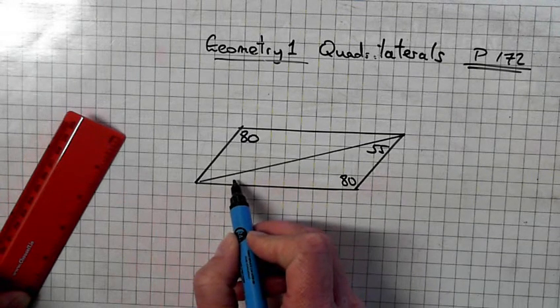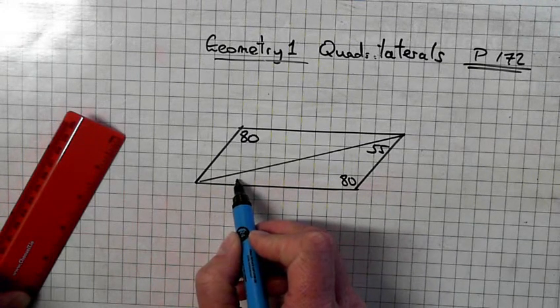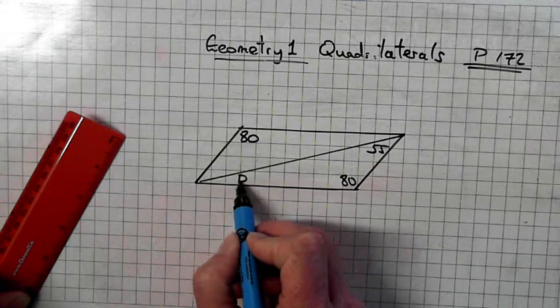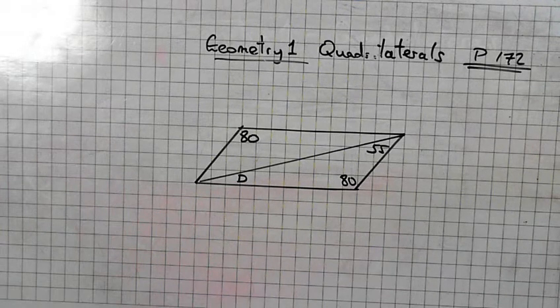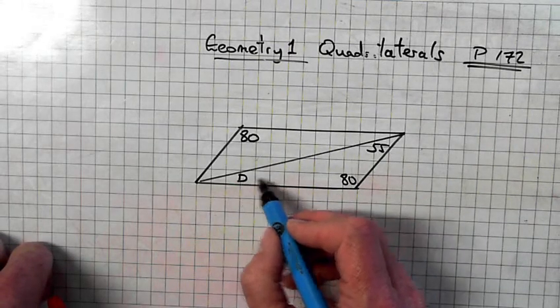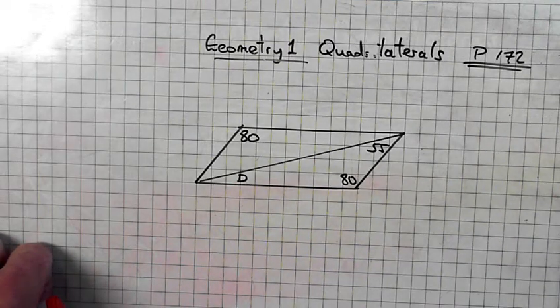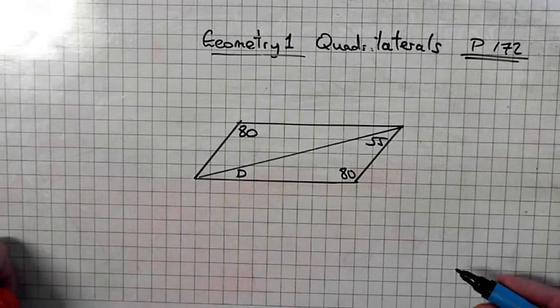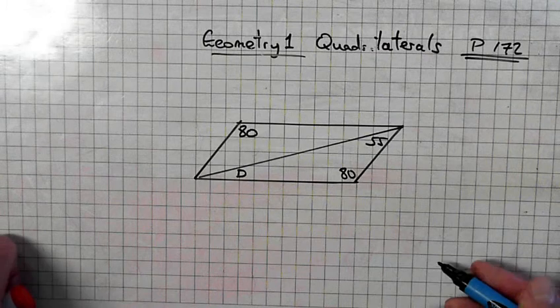This one is 55. We have to find this one here. That's the angle that we're looking for, D. 80 plus 55, and take that away from 180. These three angles add up to 180. Is there another way of doing it? Well, that's probably the easiest one.